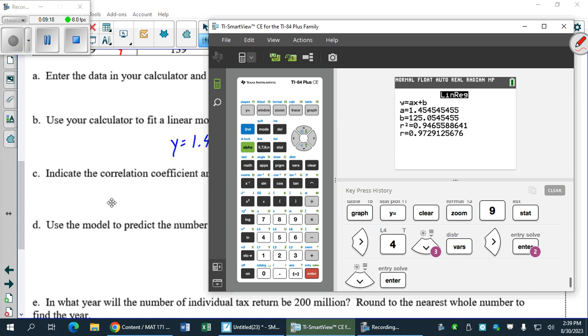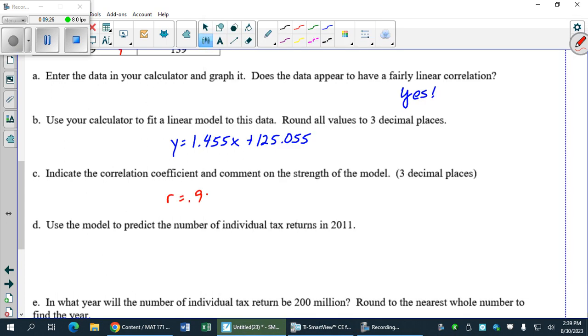Part C wants the correlation coefficient, so remember that's your R value, so 0.973. So R equals 0.973. Talk about the strength of that model, so that's definitely pretty close to 1, so I would call this a strong fit as well.